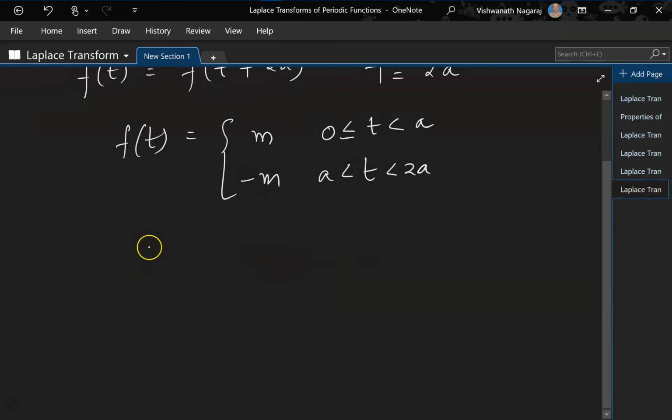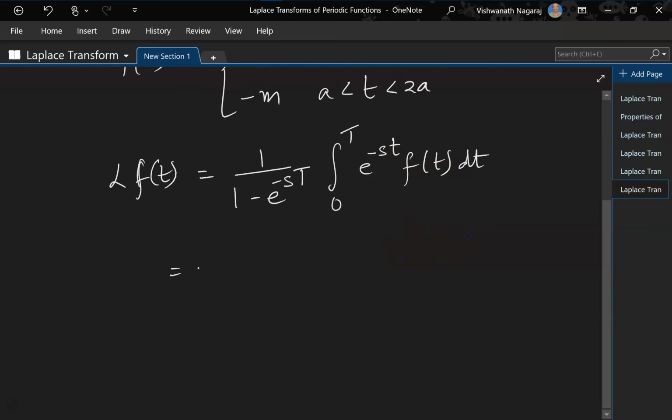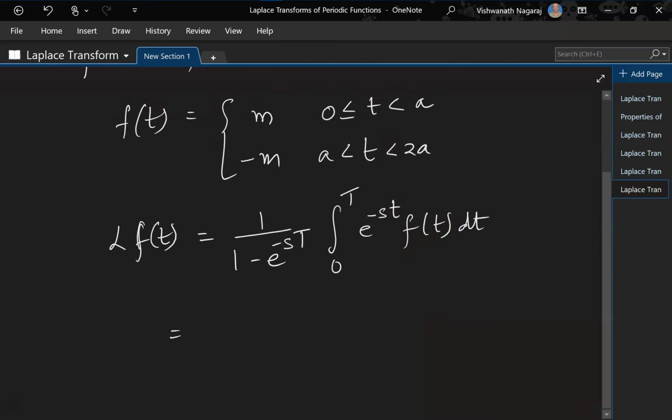Okay, we know the Laplace transform of f(t) for a periodic function. It is 1 by 1 minus e to the power of minus sT, integral from 0 to T of e to the power of minus st f(t) dt. Now let's do the necessary substitutions.